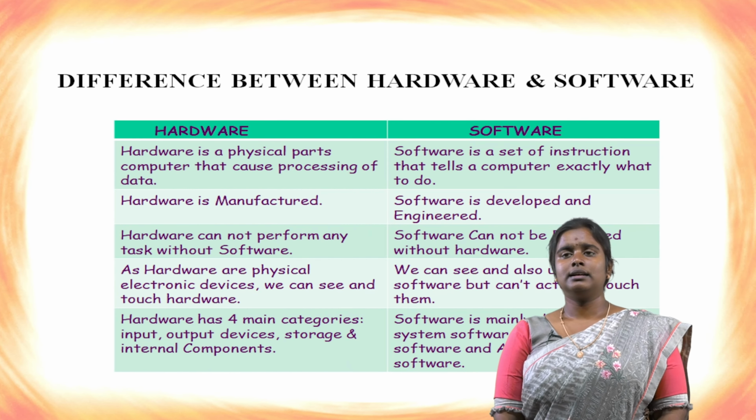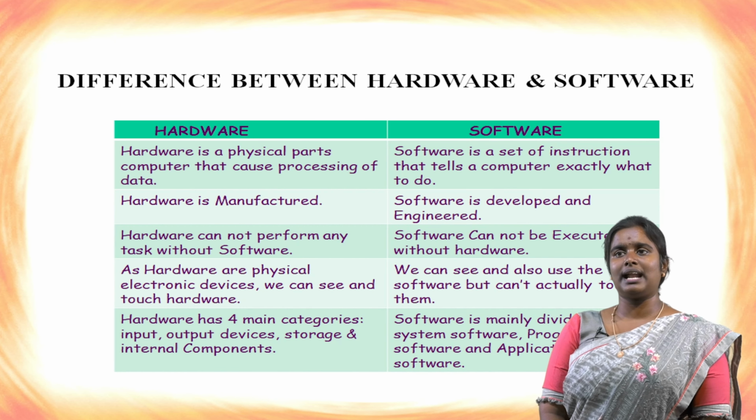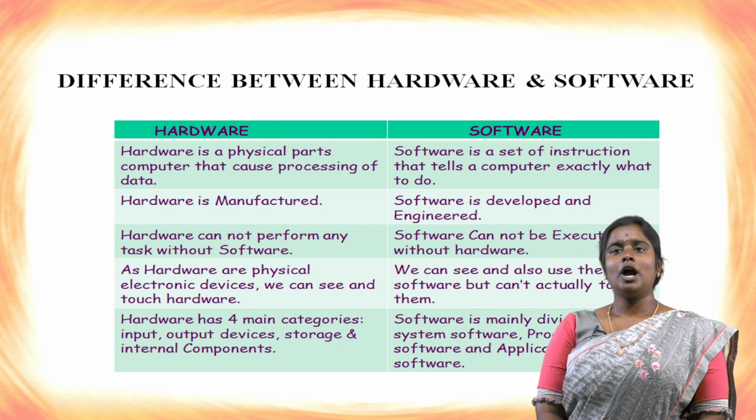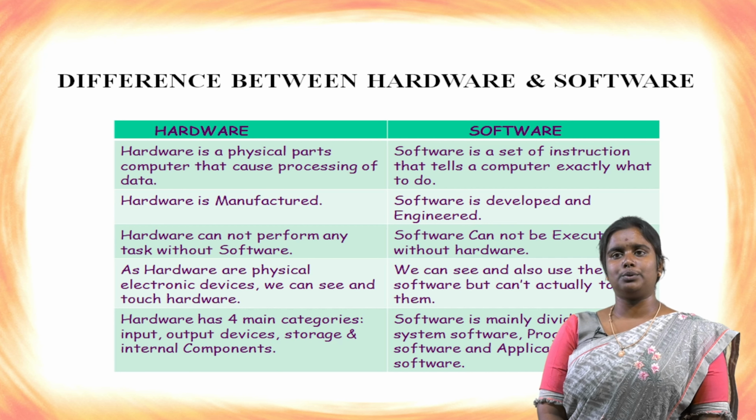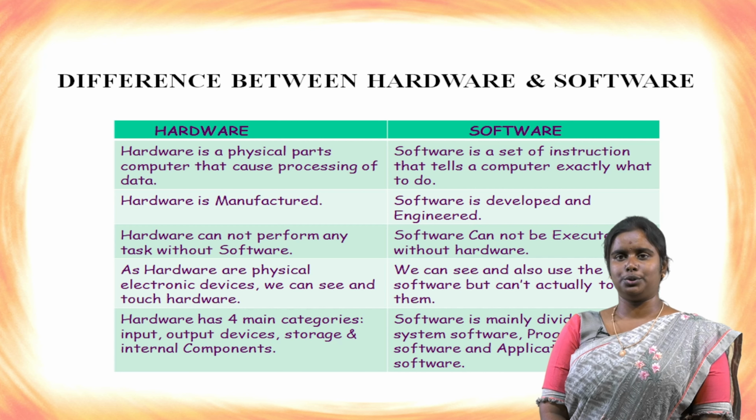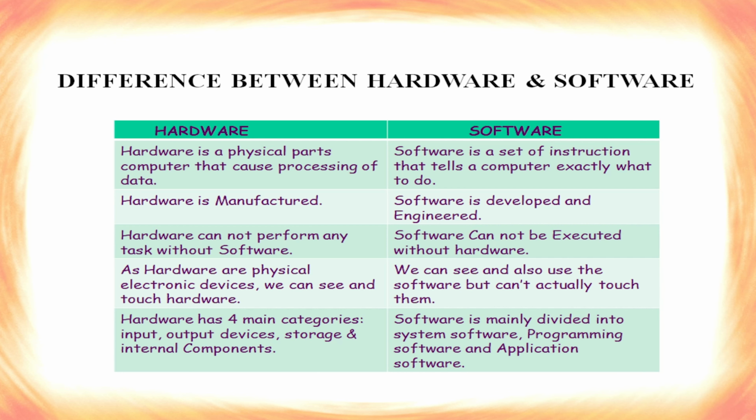Next one is the difference between hardware and software. Hardware is a physical part of the computer that carries out processing of data. Software is a set of instructions that tells the computer exactly what to do. Hardware is manufactured. Software is developed and engineered. Hardware cannot perform any task without software. Software cannot be executed without hardware.